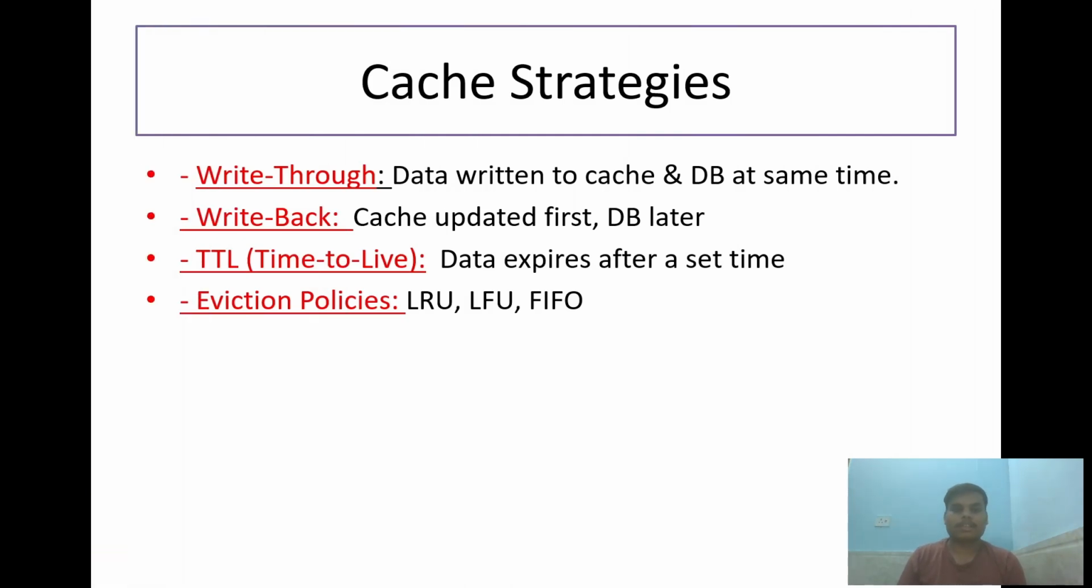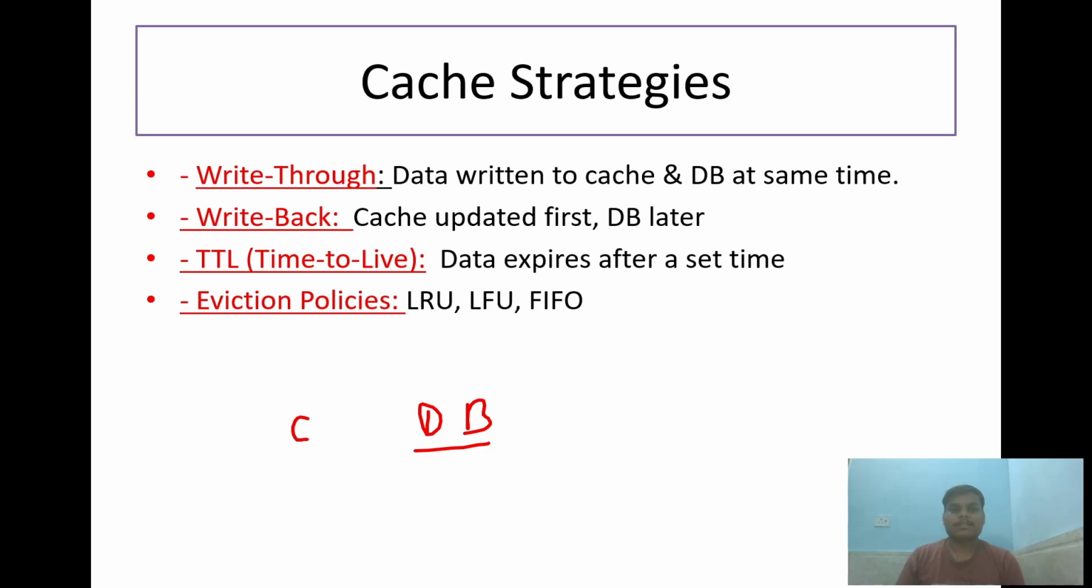Now there are multiple cache strategies that we use for designing a distributed caching system. So what are these techniques? First is write through. Write through is a technique in which data is first written to the cache and DB at the same time. Which means the changes in the cache and database are done at the same time.